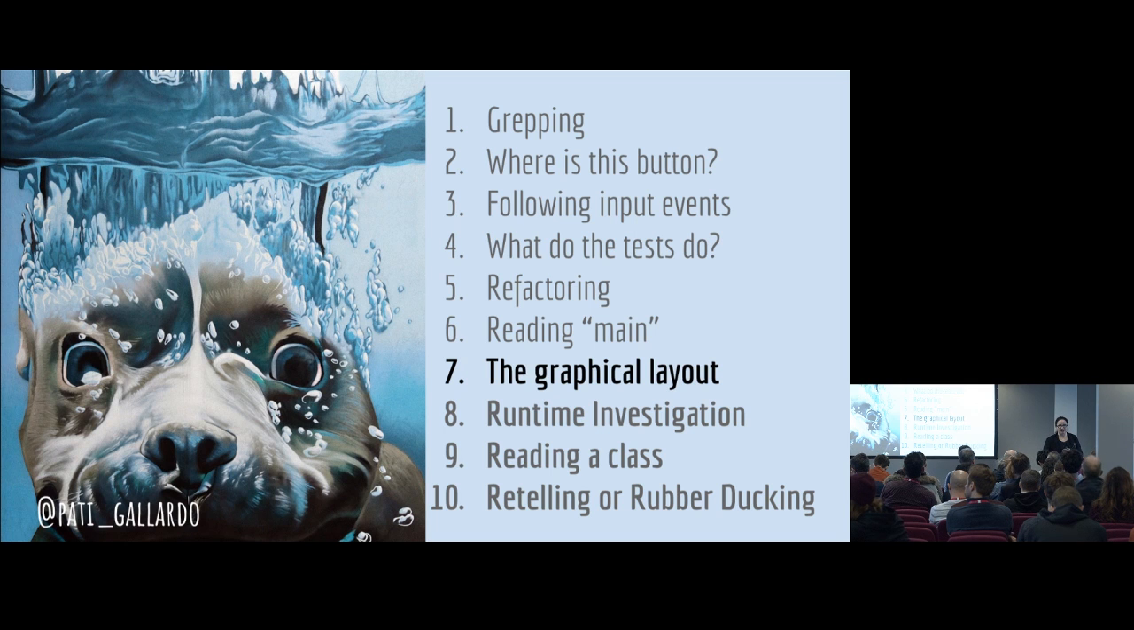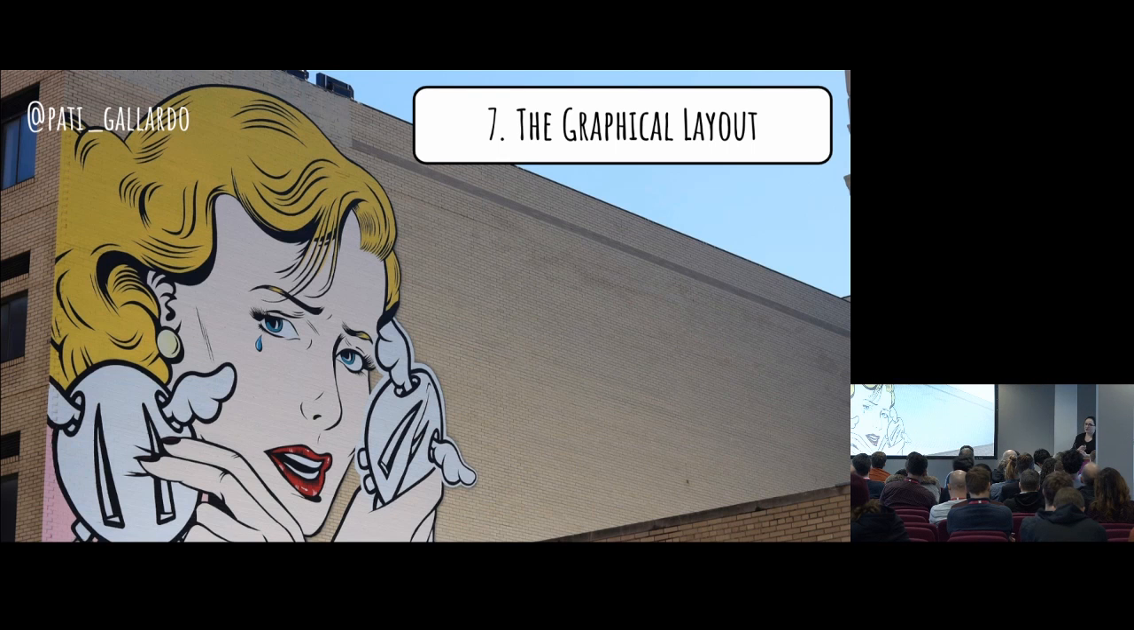Okay, so we talked a little bit about the graphical layouts and where is this button and following input events, but there's a specific part of a layout code which is really important to look at. So this is if you're looking at a GUI application and you want to know how the GUI application itself works. Because we looked at the layout, and that's more of a declarative part of your GUI application. And then the input events is more of your GUI framework. But this is about the application, the GUI application itself.